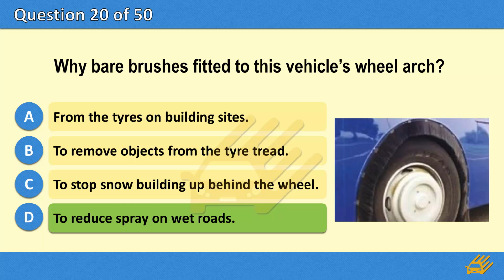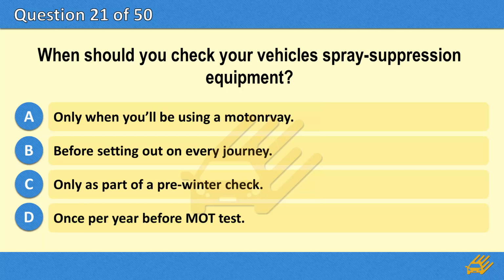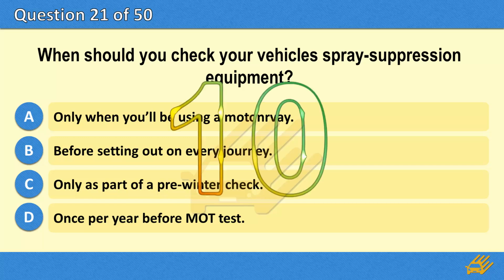The correct answer is D. To reduce spray on wet roads. When should you check your vehicle's spray suppression equipment? A. Only when you'll be using a motorway. B. Before setting out on every journey. C. Only as part of a pre-winter check. D. Once per year before the MOT test.